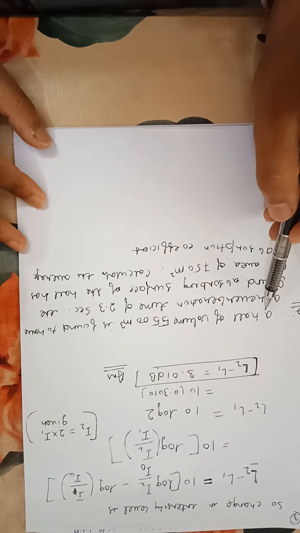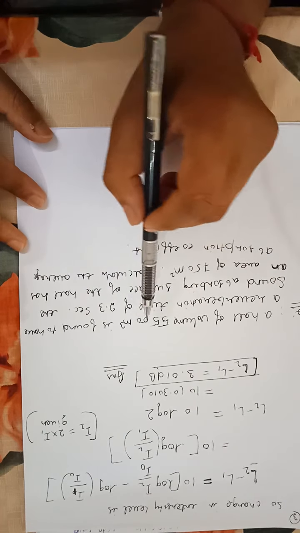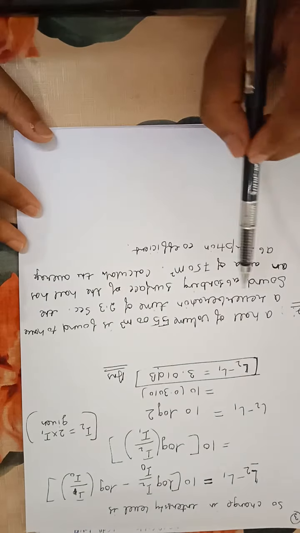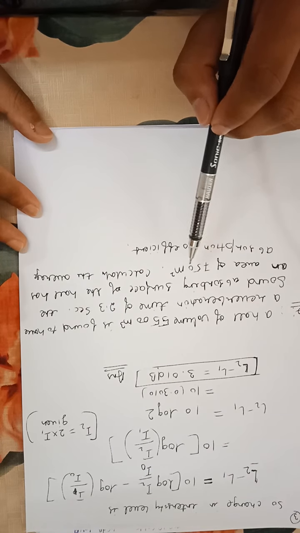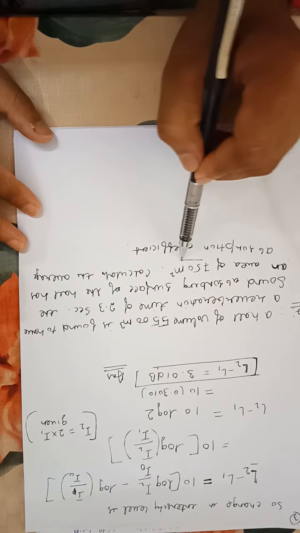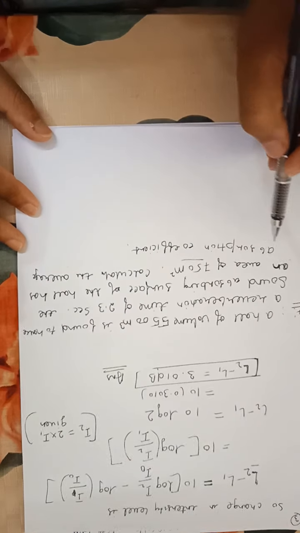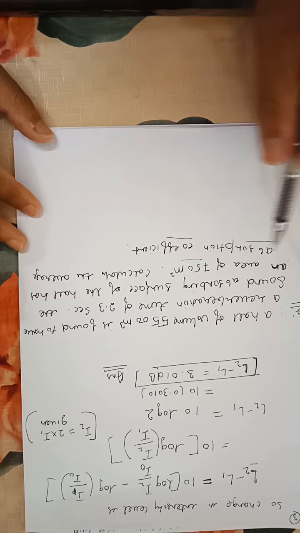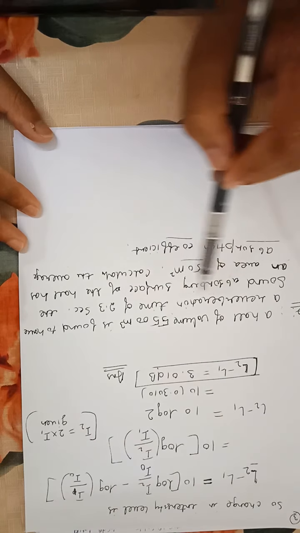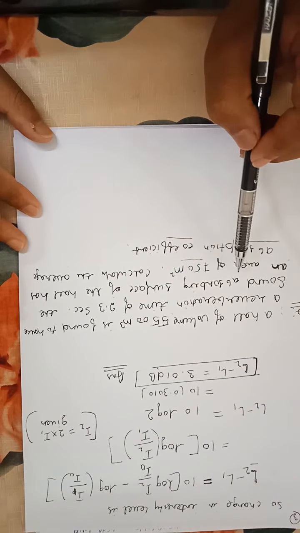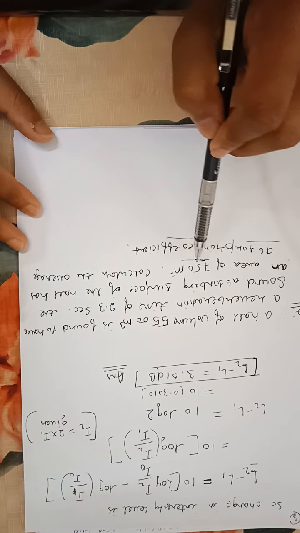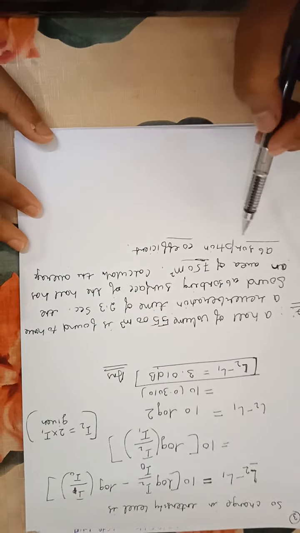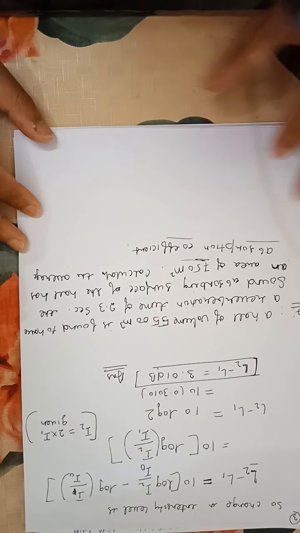Then if we take an example, a hall of volume 5500 cubic meter is found to have a reverberation time of 2.3 seconds. The sound absorbing surfaces of the hall have an area of 750 square meter. Calculate the average absorption coefficient. So the volume is given, the reverberation time is also given, and the area of the sound absorbing surfaces of the hall is also given. Now we have to calculate the average absorption coefficient.